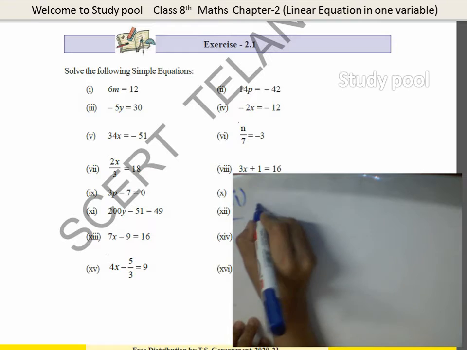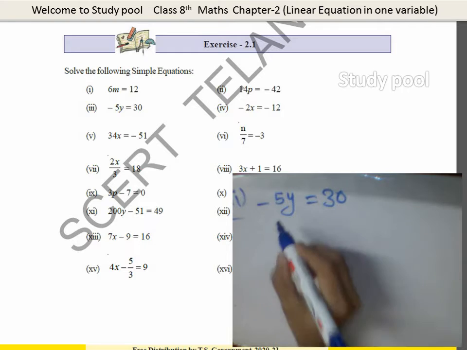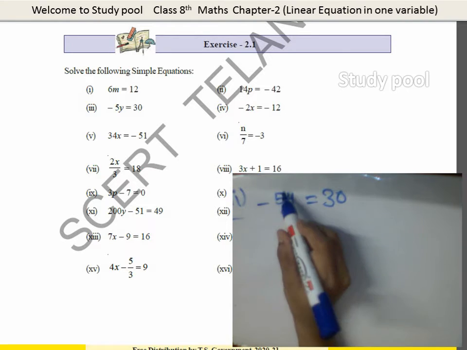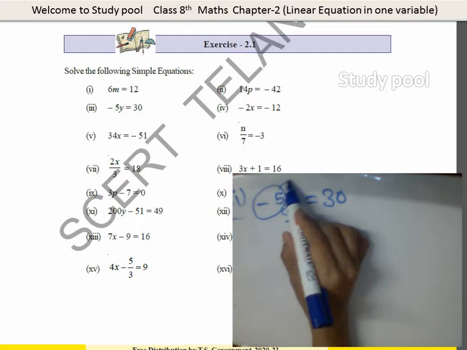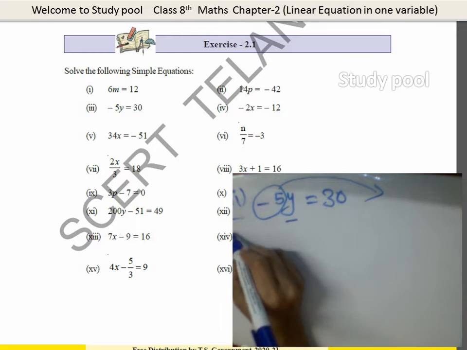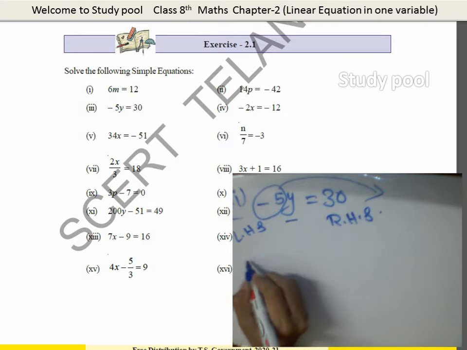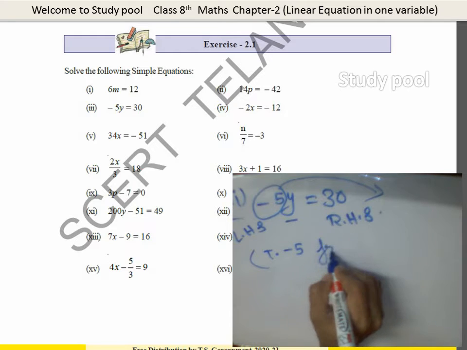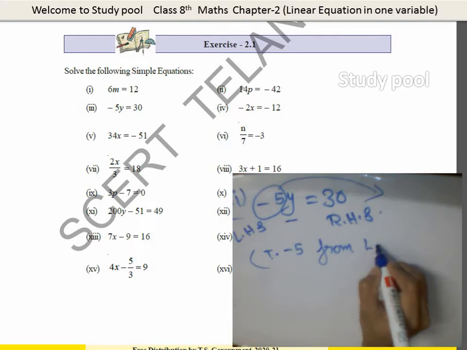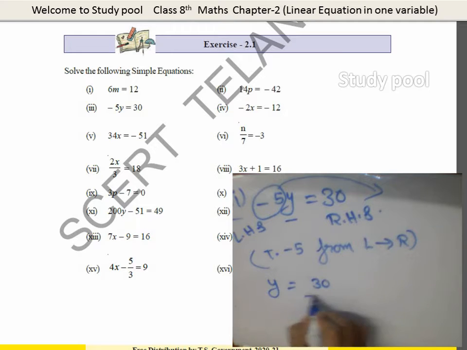We will see the third one. What it is? Minus 5y is equal to 30. Now if you see here, y is the variable. What remains? Minus 5. Now we have to transpose this minus 5 from LHS to RHS. So what we have to do? Here first you write transposing minus 5 from LHS to RHS. So what happened? I am writing in short. So y is equal to 30 by minus 5.